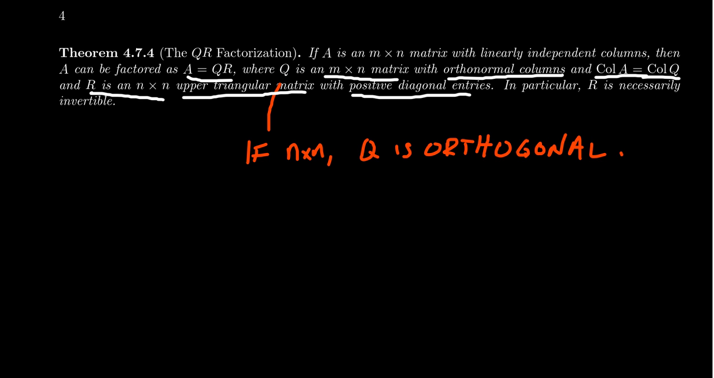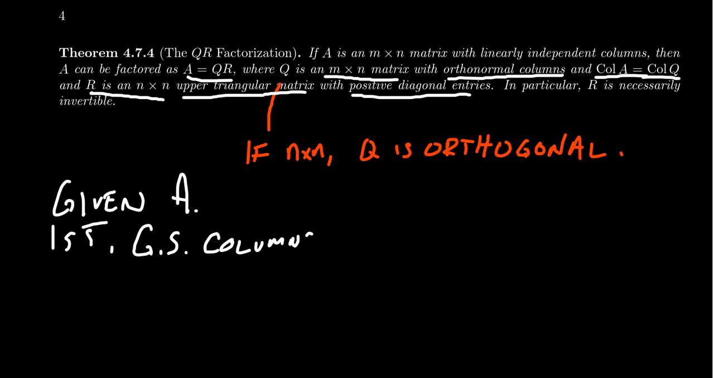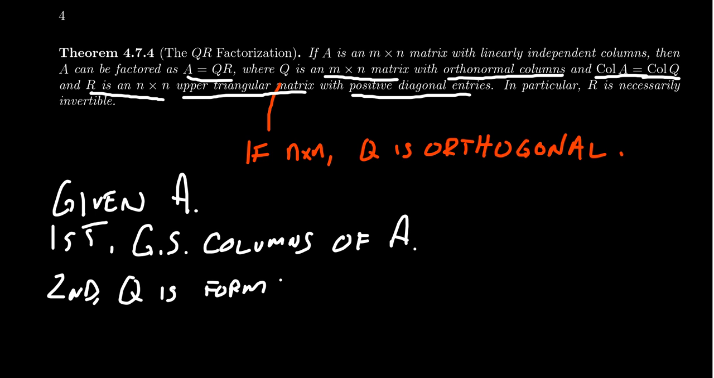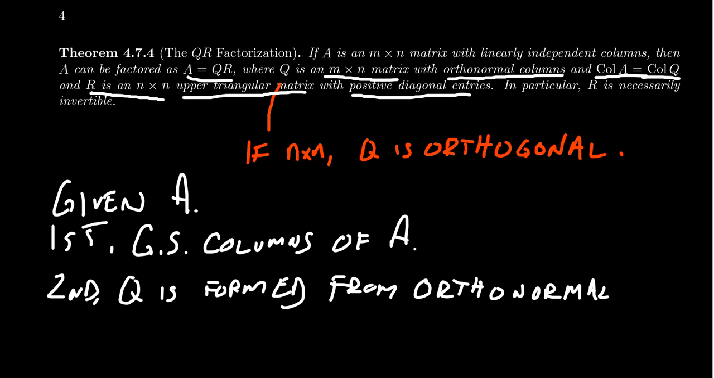And so I want to give you a quick explanation of how one constructs this thing. The proof is essentially the algorithm for finding the QR factorization. So you'll be given the matrix A. You start off with that. The first thing you're going to do is Gram-Schmidt the columns of A. And so then you're going to get this basis. The second step is Q is formed from this orthonormal basis that you just constructed. Maybe I should specify in our description that we do want it to be orthonormal. The columns of Q are going to come from this basis right here.